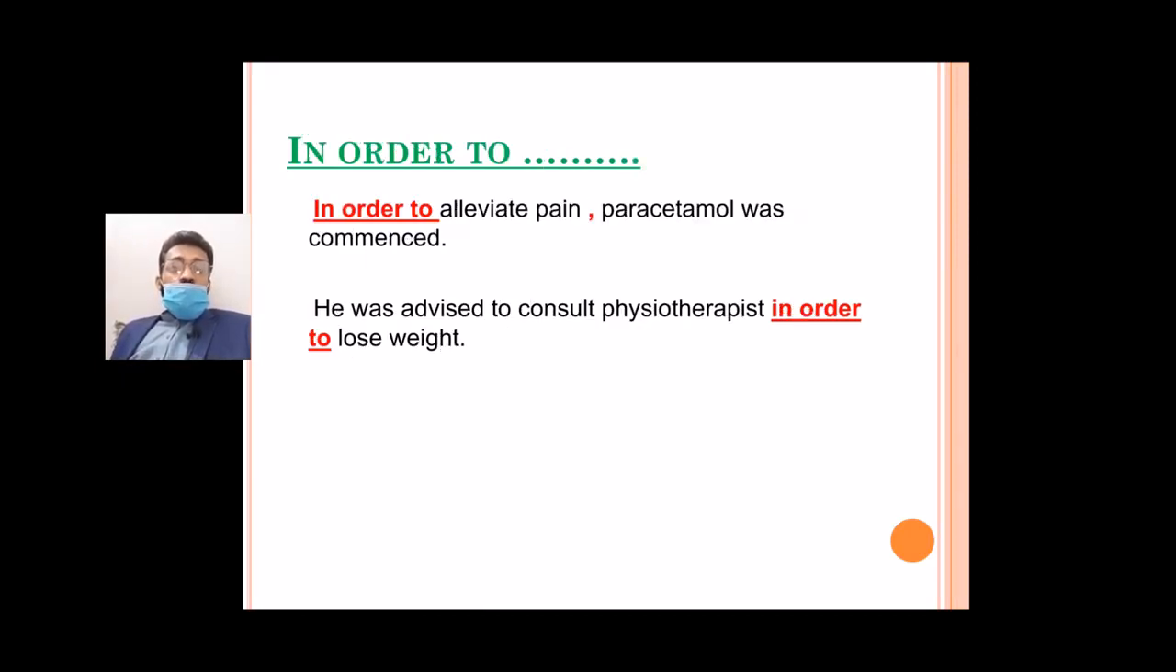Next is "in order to". If you are using "in order to" at the start of the sentence, you should use a comma, like: in order to alleviate pain, paracetamol was commenced, okay. If you are using "in order to" between the sentence, there is no need of any semicolon or comma, like: he was advised to consult a physiotherapist in order to lose weight, okay.